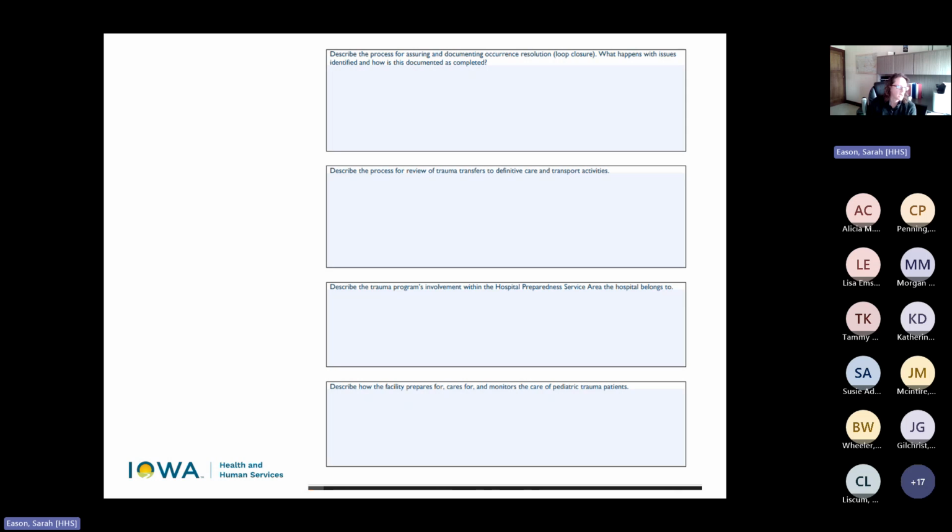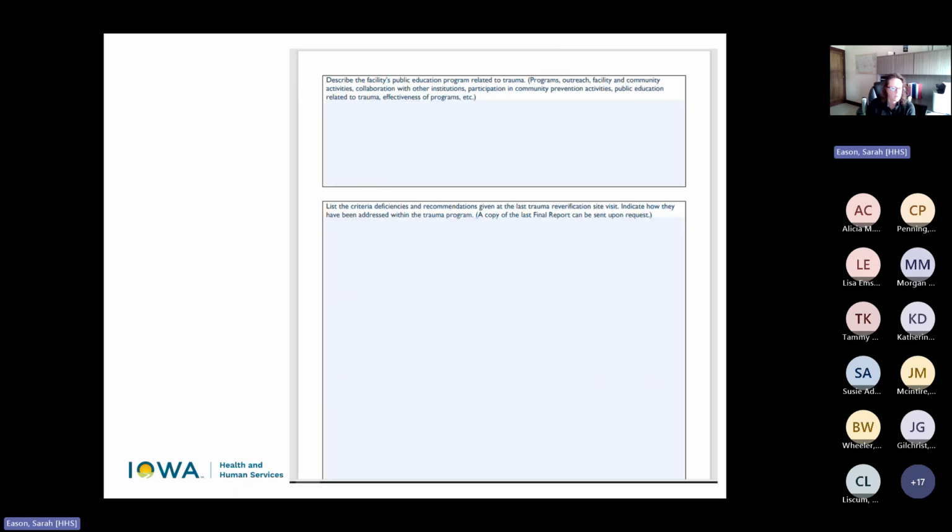And then cares for pediatric patients down at the bottom. This is a great place to talk about things that you've done as far as equipment that you have. If you have PECs, pediatric emergency care coordinators, if you are an IPEC hospital, be sure to put that all down in here in your pediatric section.